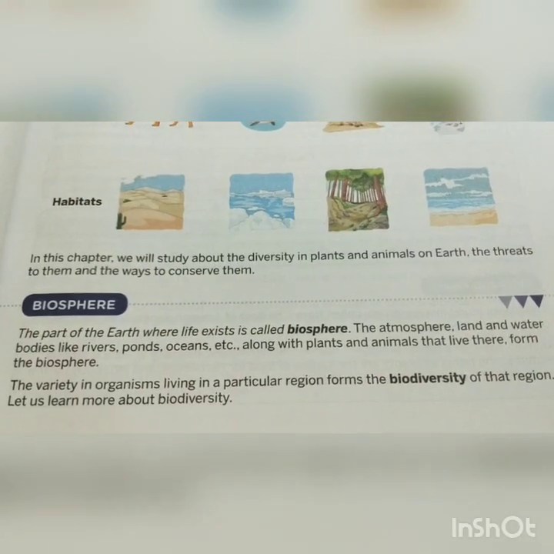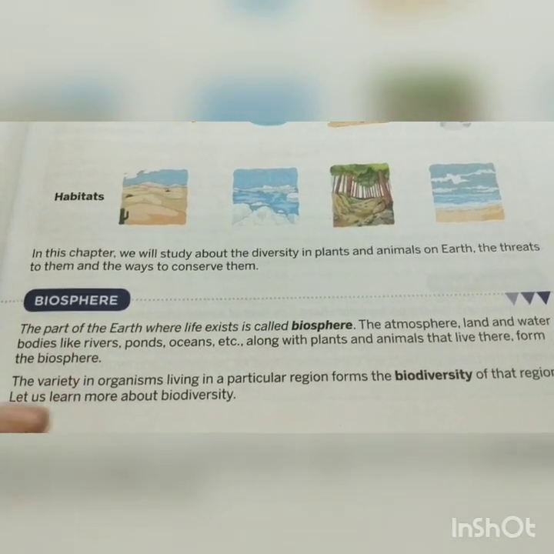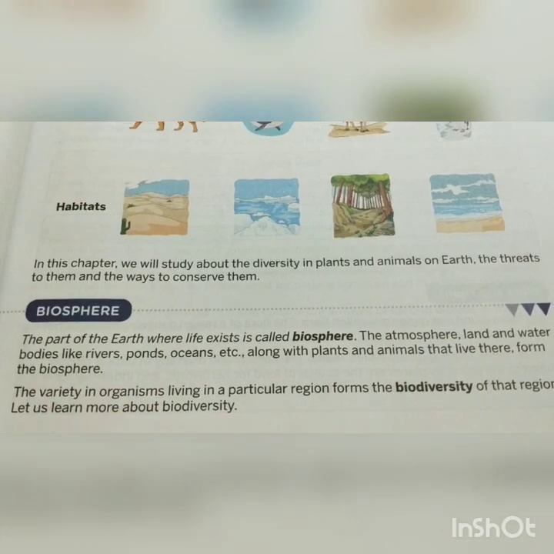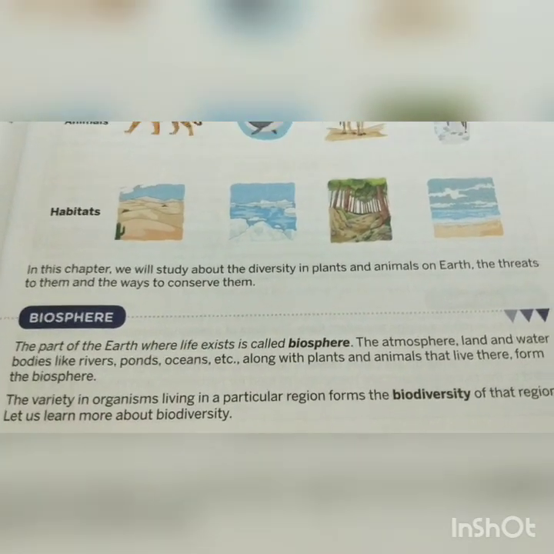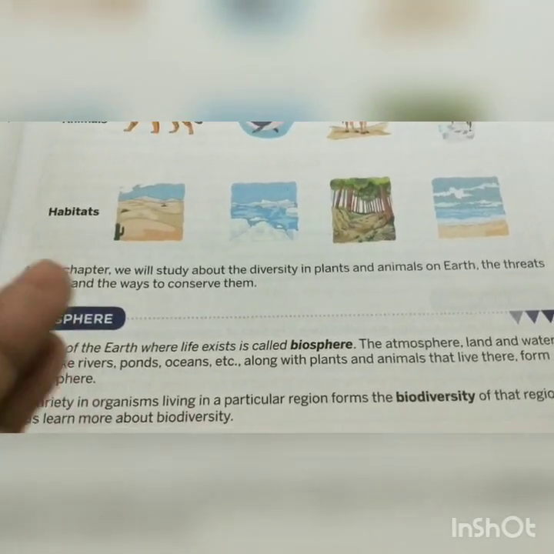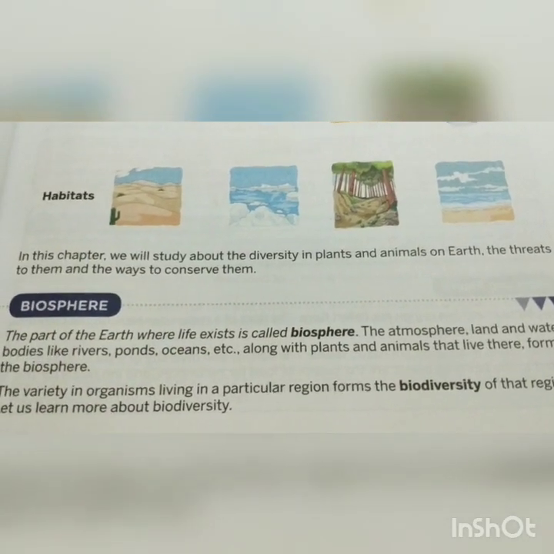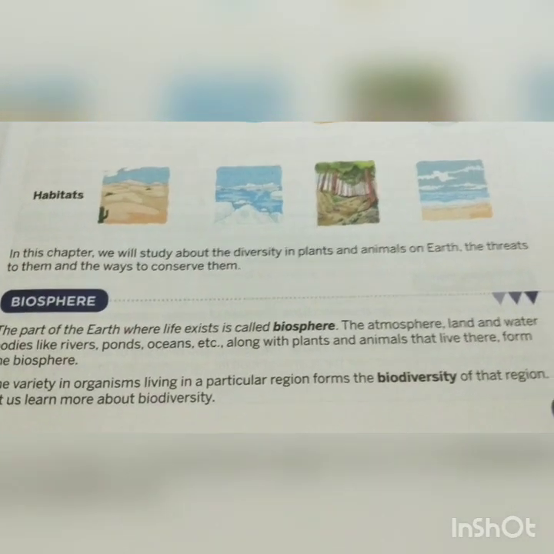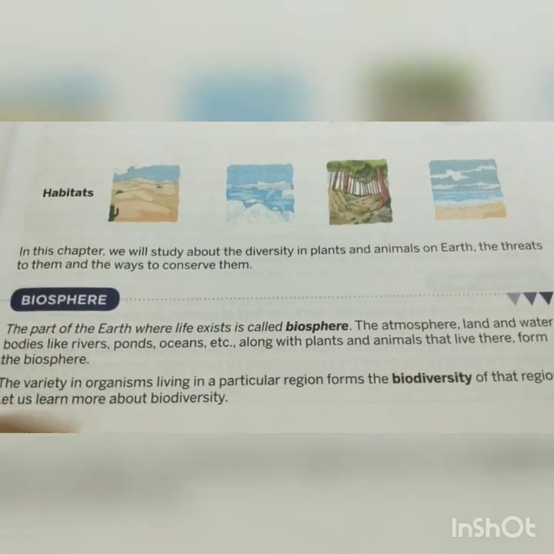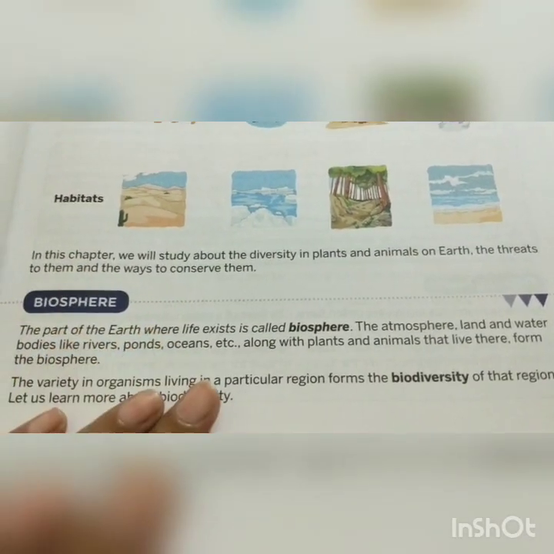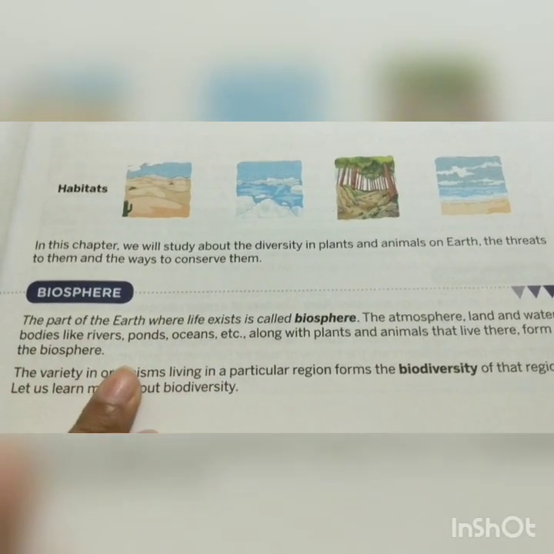In the atmosphere, land and water, pond, ocean, these things are there. With that, the plants and animals where they live together. The plants, animals, the land, water, all get together. That is called the biosphere.